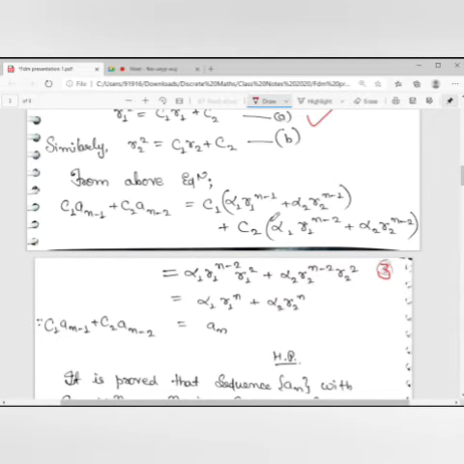On taking common, we will get alpha 1 R1^(n-2) R1 square plus alpha 2 R2^(n-2) R2 square. On solving these powers, finally I will get alpha 1 R1^n plus alpha 2 R2^n, and this is the value of a_n. So we have proved that C1 a_(n-1) plus C2 a_(n-2) is equal to a_n. Now we will prove its converse.